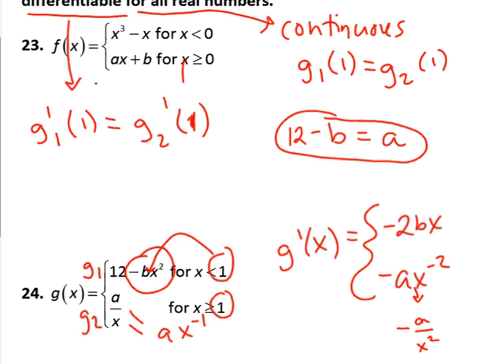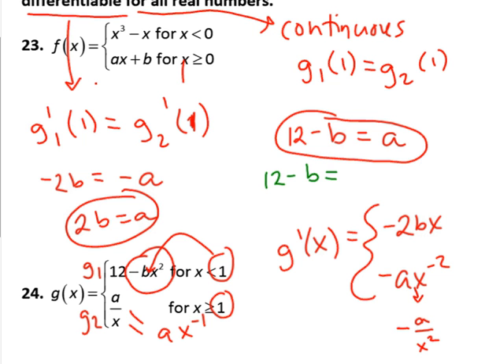Now we want to evaluate both of those at 1, so that's going to be negative 2b equals negative a over 1, so that's just negative a. Or in other words, 2b equals a. This is the other equation in the system. And now we're going to substitute. So I get 12 minus b equals 2b. So 12 equals 3b, so b equals 4. And then a is twice that, so a is 8.